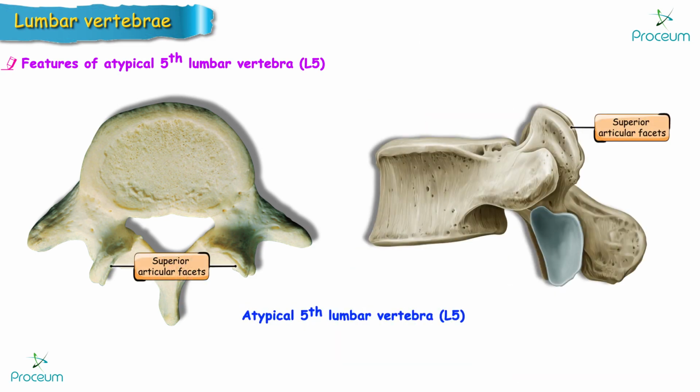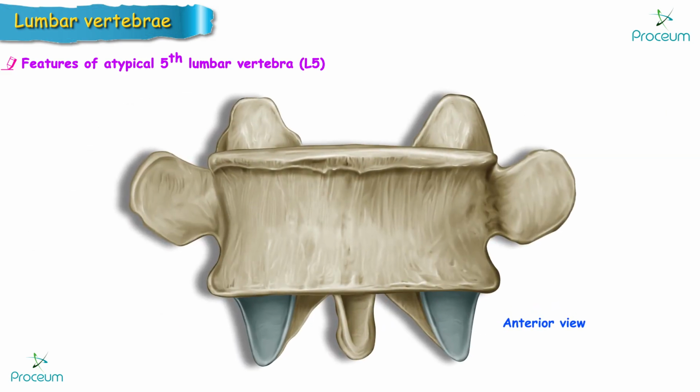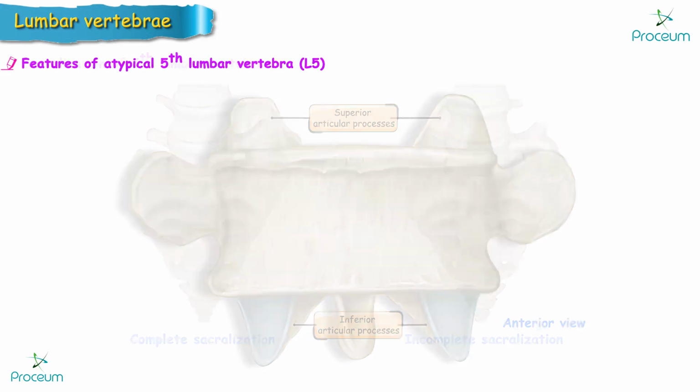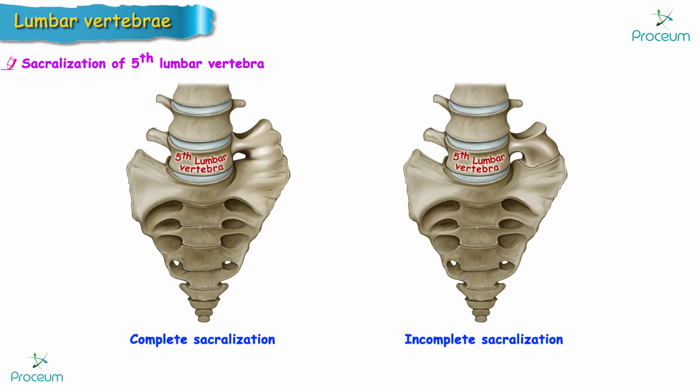Superior articular facets look more backwards than medially, and the inferior articular facets look more forwards than laterally as compared to the typicals. The distance between the inferior articular processes is equal to or more than that of the superior articular processes. Sacralization of the 5th lumbar vertebra.